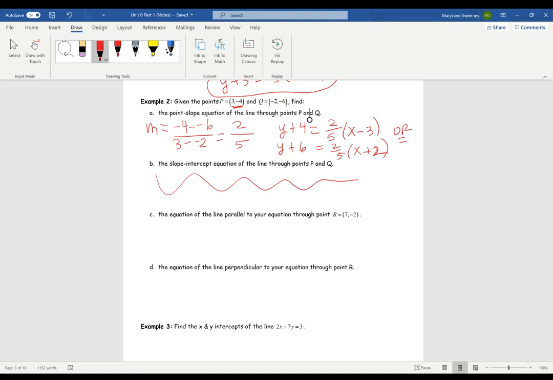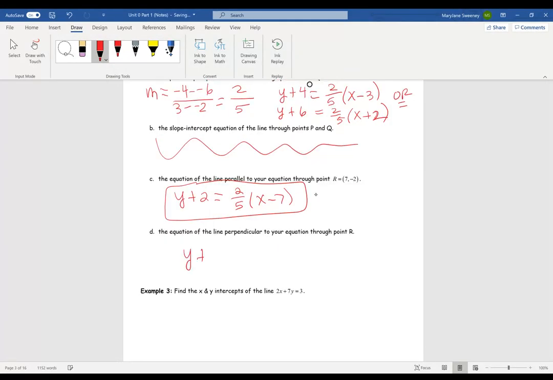Equation of a line parallel, that'll just be the same slope passing through this point. So y minus the y, keep the same slope, times x minus the x. Perpendicular just means use the negative reciprocal slope. So negative 5/2 times x minus 7.